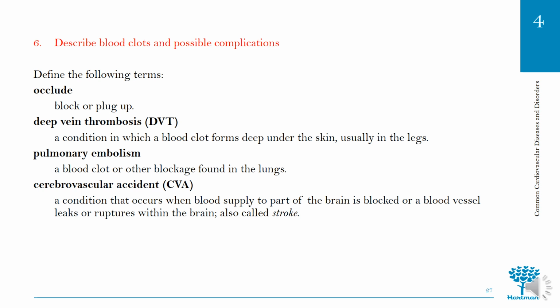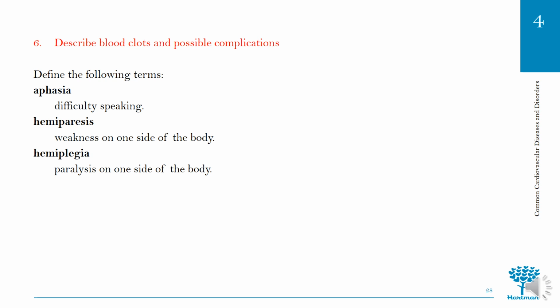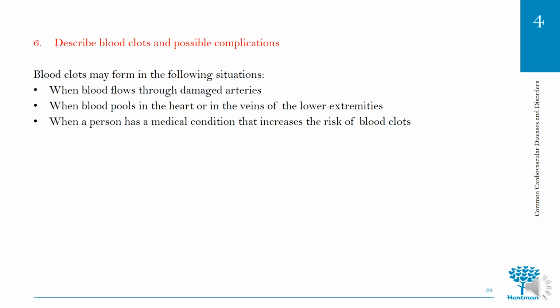So describe the blood clots and possible complications. So here are some definitions. CVA. What does CVA mean? Blood clots may form in the following situations: when blood flows through the damaged arteries, when blood pools in the heart or in the veins of the lower extremities, when a person has a medical condition that increases the risk of blood clots.